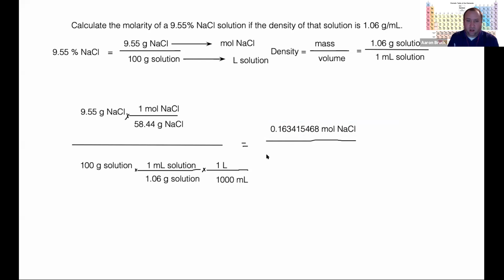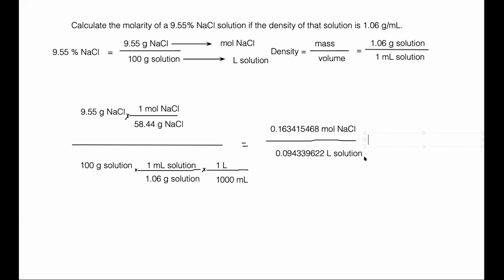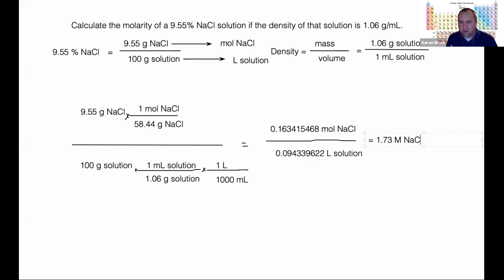In the denominator, 100 grams divided by 1.06 divided by 1,000, I get 0.094339622 liters of solution. And so if I carry that through and do all the calculations, I would get, to 3 significant figures, since I started with 3 over here, 1.73 molar NaCl.